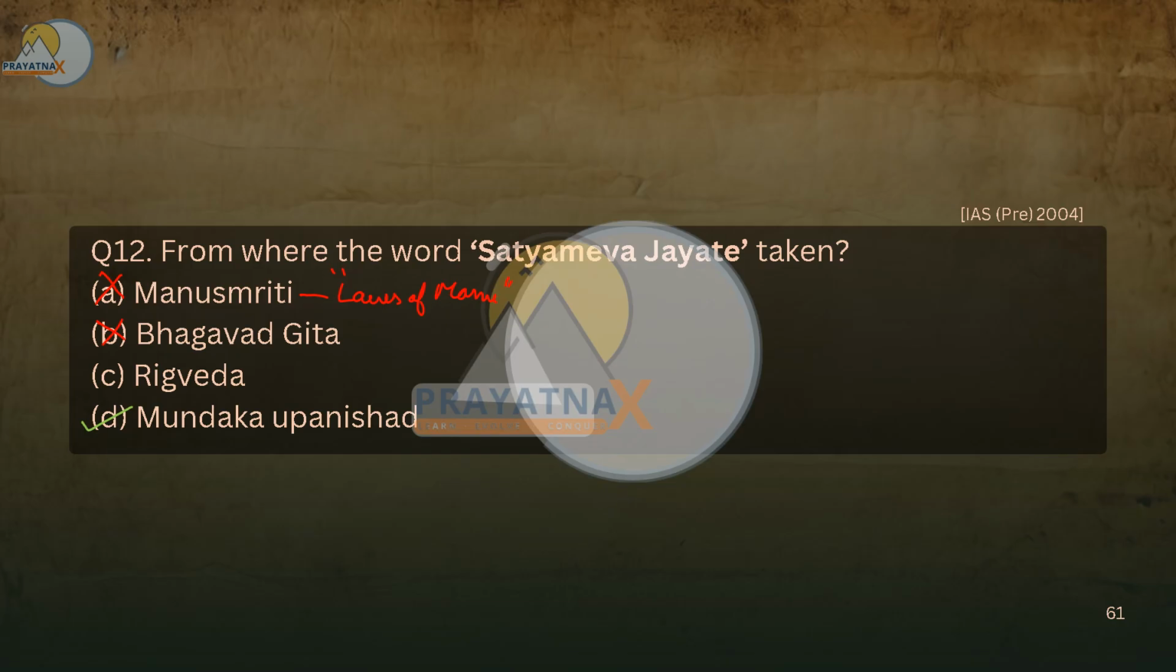Then Rigveda does not contain anything related to Satyamev Jayate, since it deals with hymns devoted to the deities, and Rigveda is the oldest Vedic text. It has about 1228 hymns, which are divided into 10 mandalas.